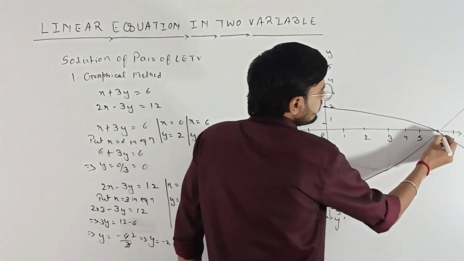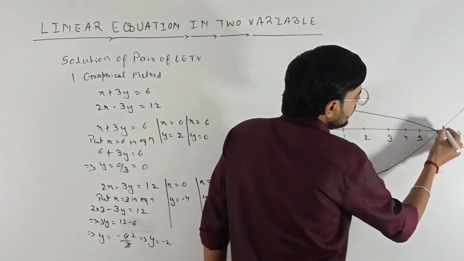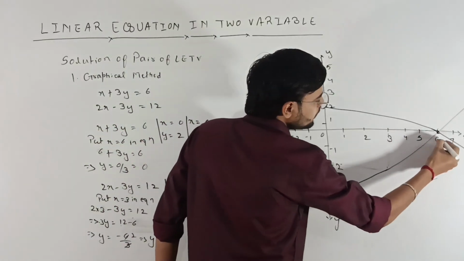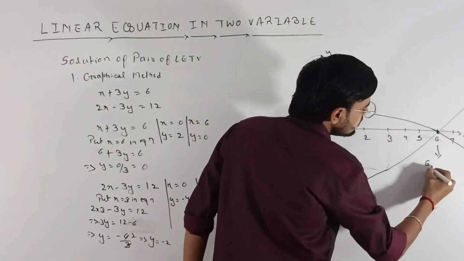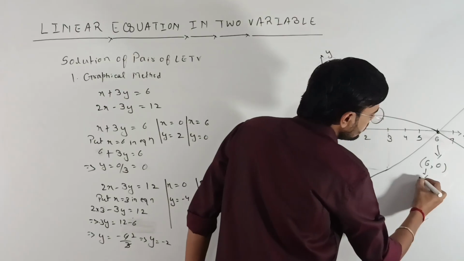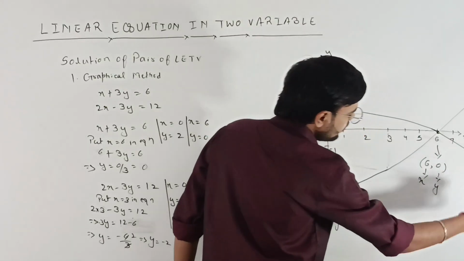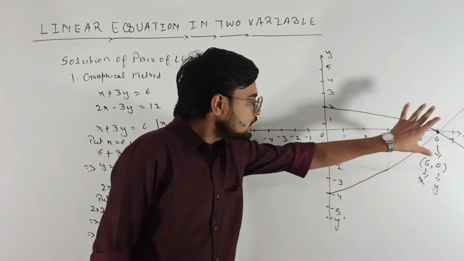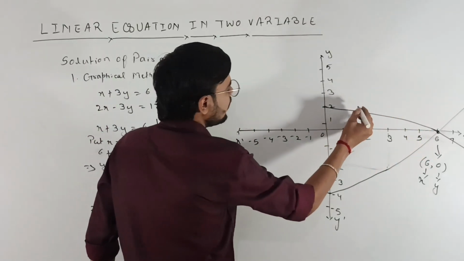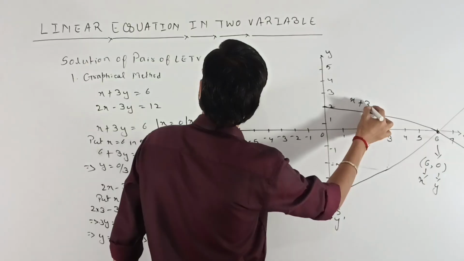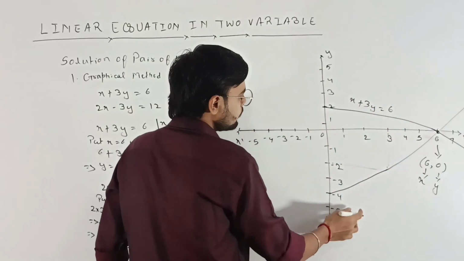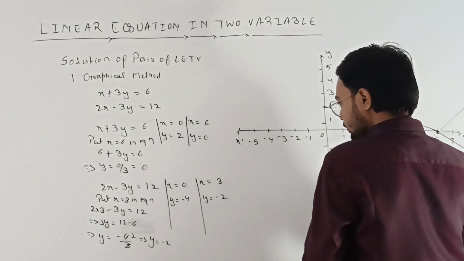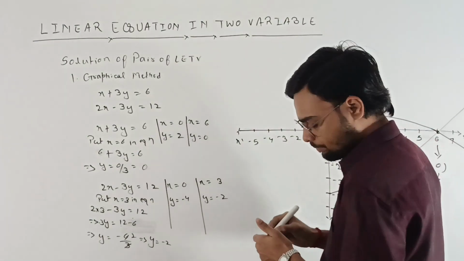Then the graphs intersect at this point. The solution for this pair of linear equations is the coordinate of this point, and the coordinate of this point is 6, 0. 6 is x and 0 is y. Understood? What is the solution? The coordinate of the point at which these two graphs intersect. This is the graph for the first equation, x plus 3y is equal to 6, and this is the graph for the second one, 2x minus 3y is equal to 12.